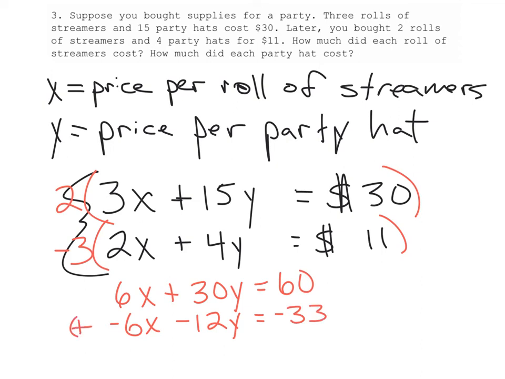I can now add these 2 equations together. My x's cancel. I get 18y equals 27. I'm going to swing this to the next page.